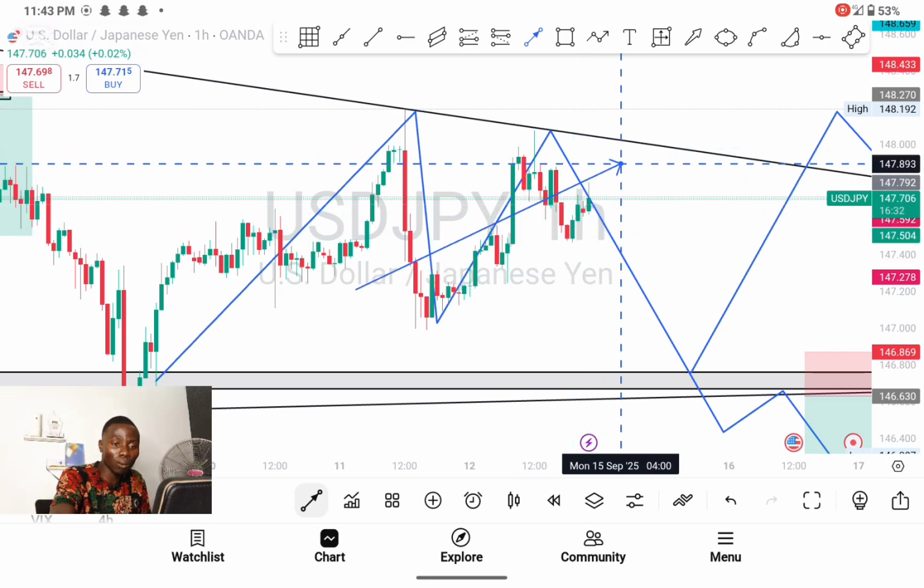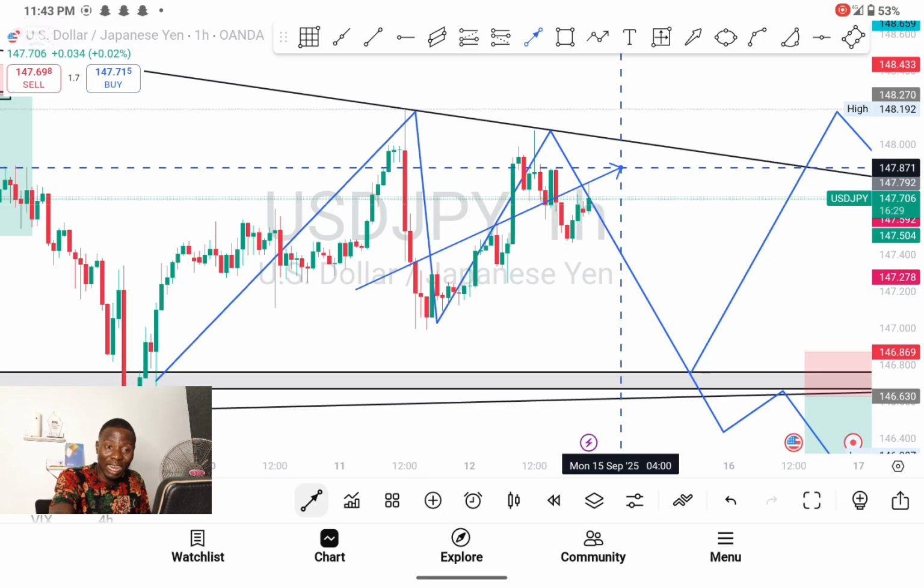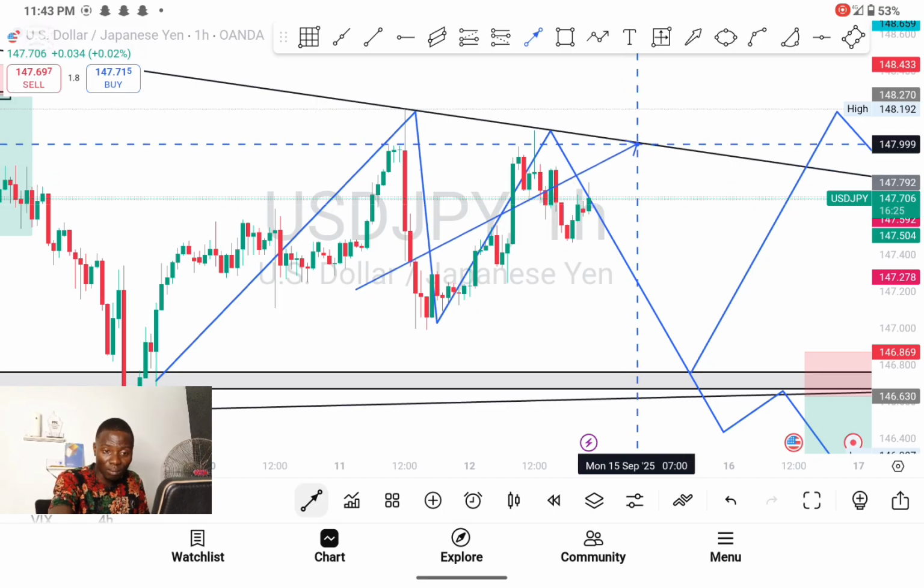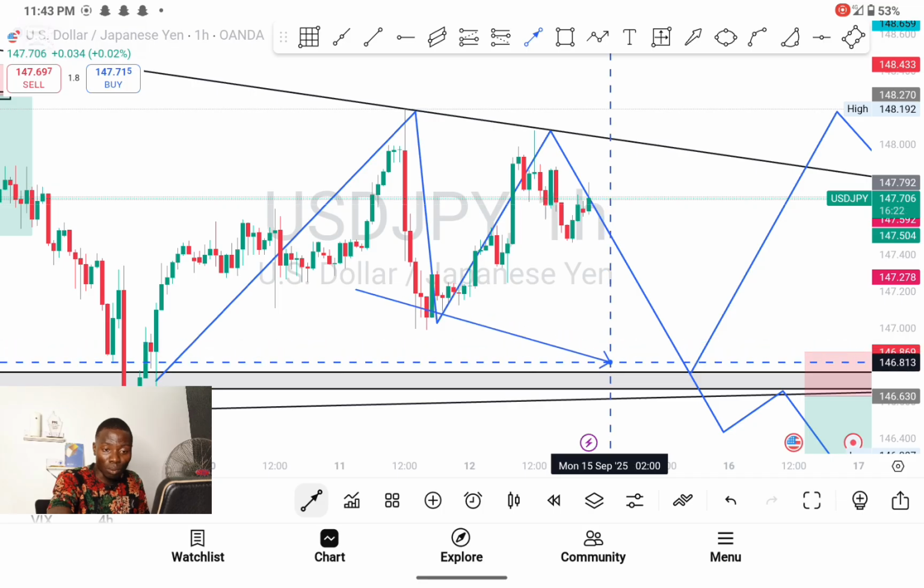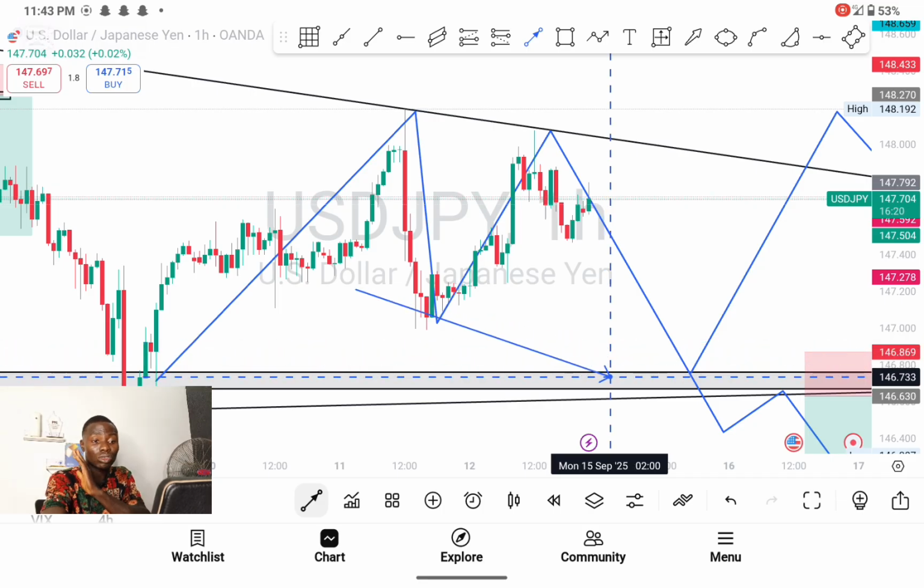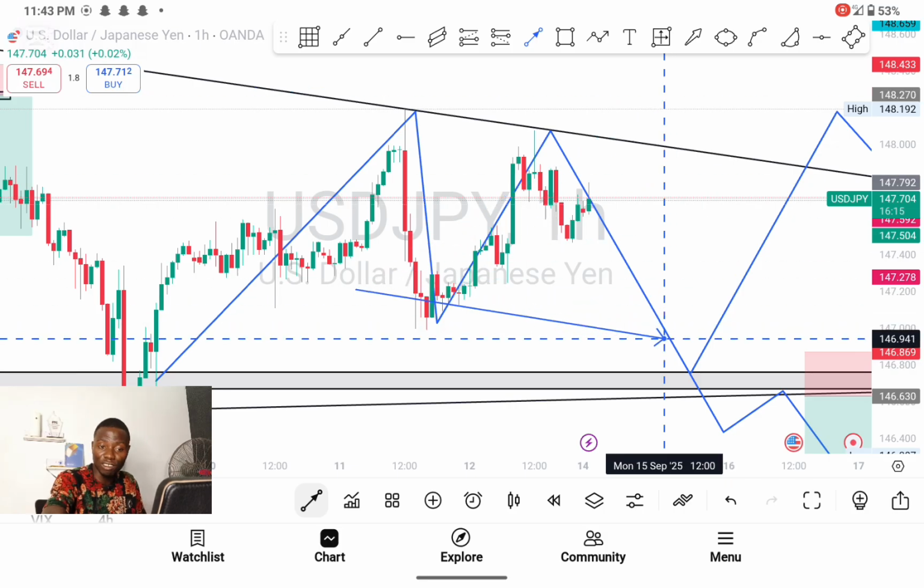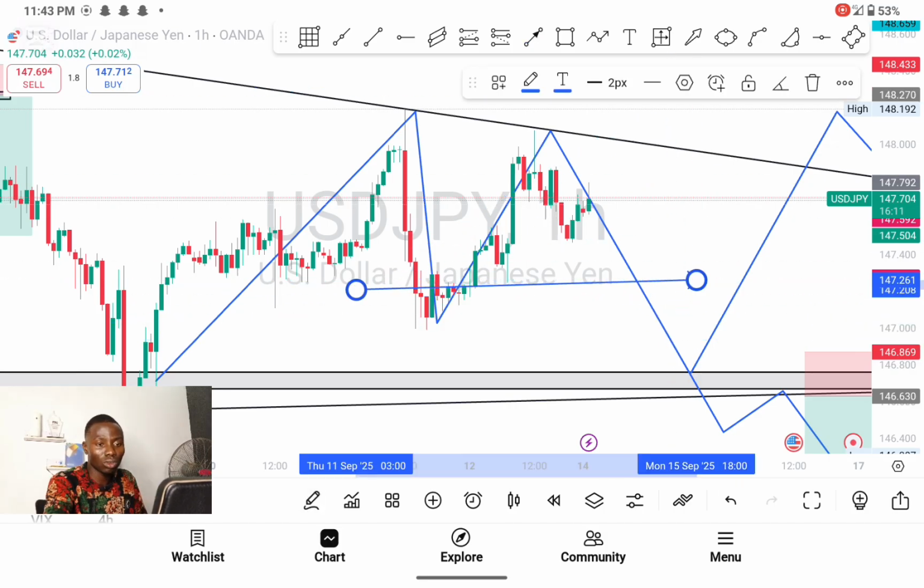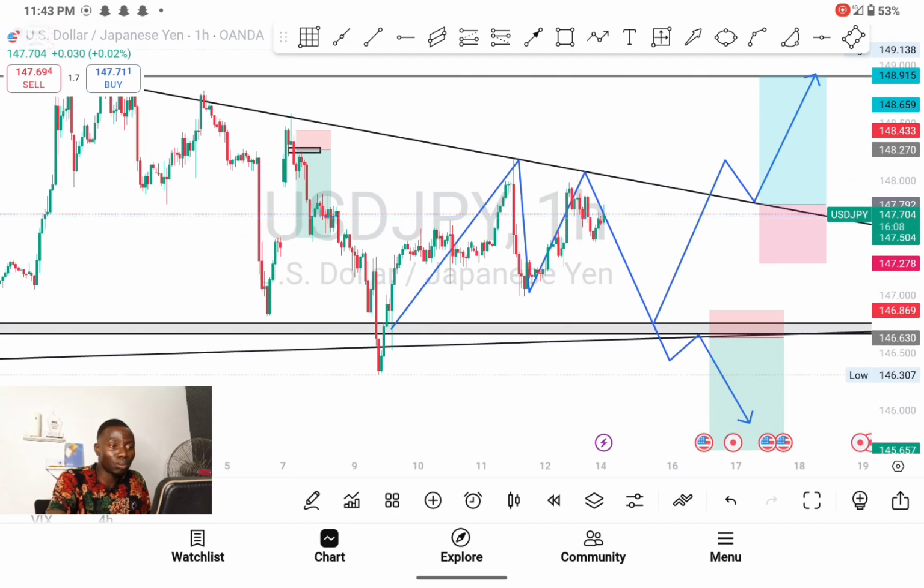So what are you expecting? You will be looking for an opportunity at this area for buy, for sell, then at this area for buy, or just stay out of this chart until it breaks any of the levels and go in full margin. Trust me, it's going to hit your TP. So that is all I see concerning JPY for now.